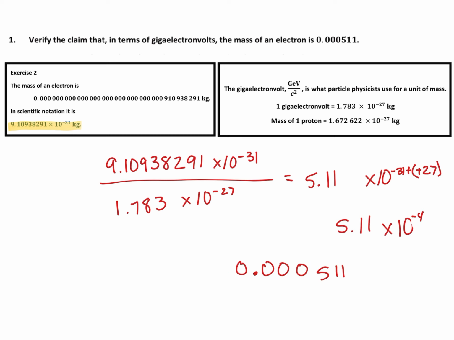So we have verified that when we convert the mass of an electron using giga-electron volts, we get this value here. So this is in giga-electron volts. So the verifying part is you showing your work, not just getting the correct answer, because you are supposed to get that answer. You've got to show the steps to get there.